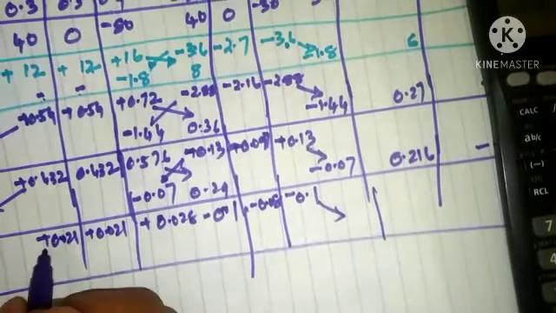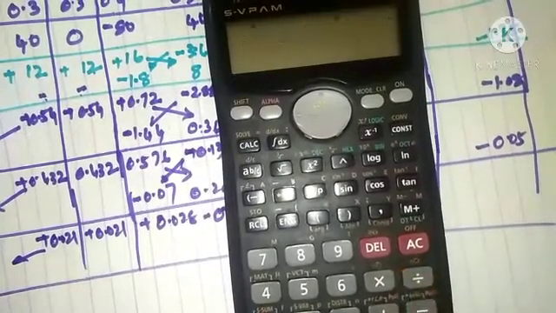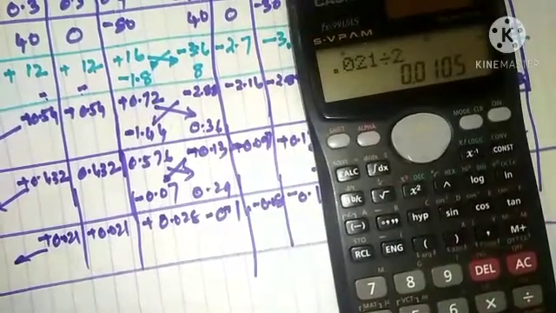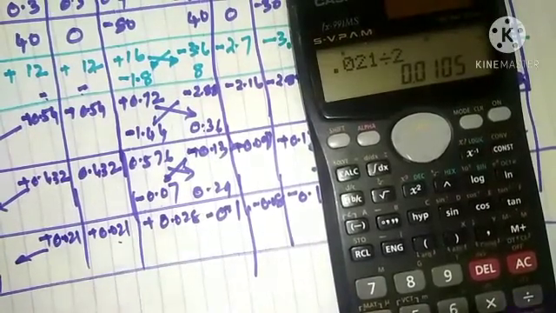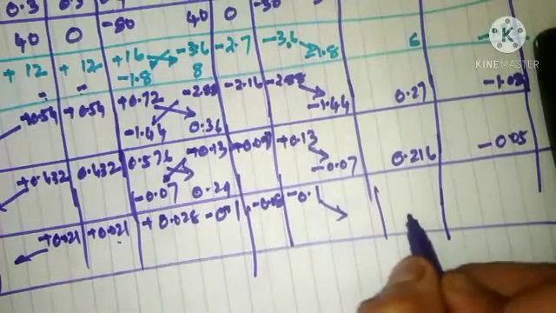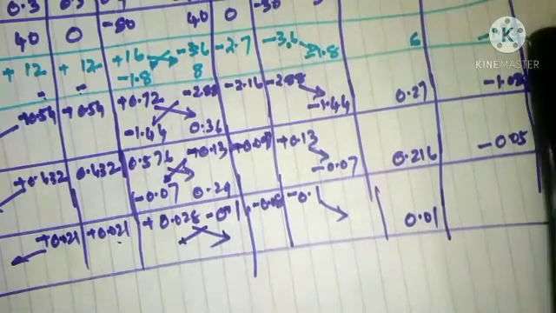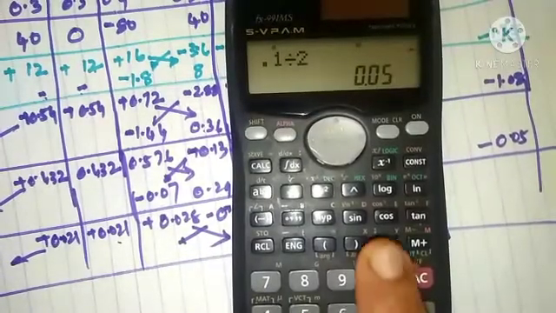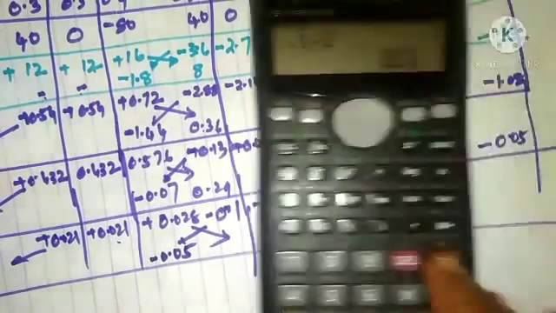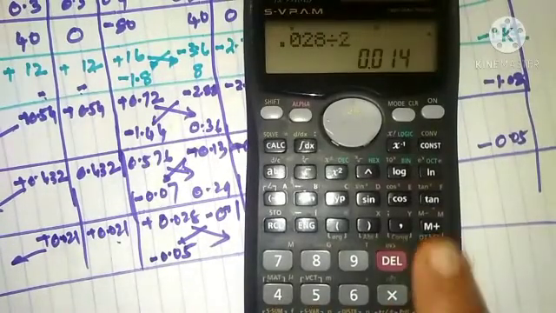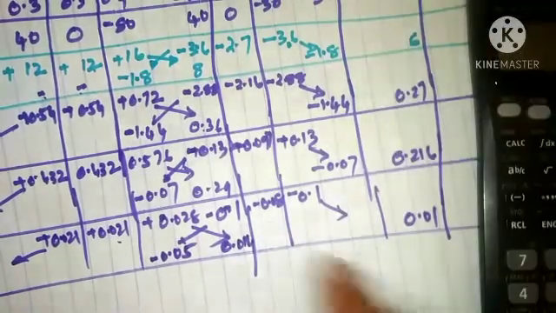And this 0.21 divided by 2 comes as 0.01. 0.01 carryover. Similarly, 0.021 divided by 2 comes as 0.01 here. Next, here it will be 0.1 divided by 2, which comes as 0.05. So we need to start with one more iteration, minus 0.05. 0.028 divided by 2 comes as 0.014. So plus 0.014.